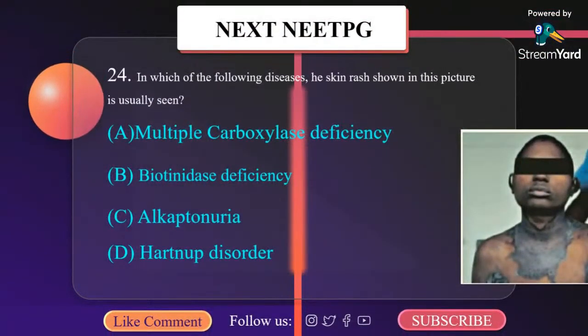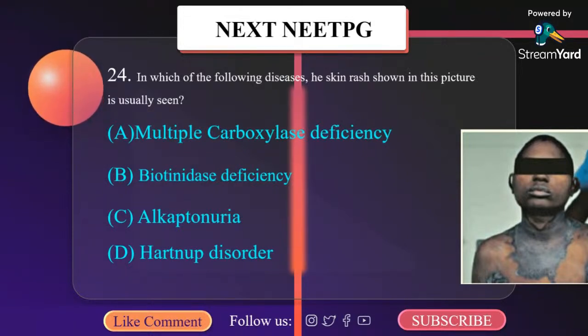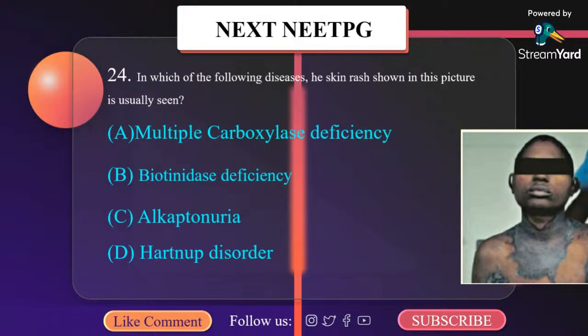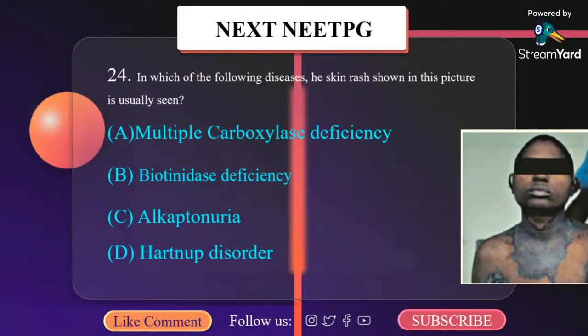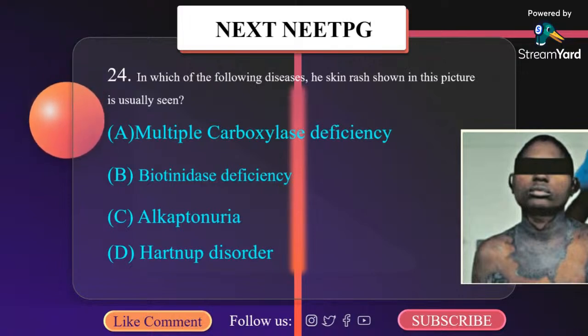In which of the following diseases is the skin rash shown in the picture usually seen? A. Multiple carboxylase deficiency, B. Biotinidase deficiency, C. Alkaptonuria, D. Hartnup disorder. The characteristic skin lesion you see on the neck is known as Casal's necklace. This Casal's necklace is seen in pellagra, that is niacin deficiency, and Hartnup disorder.